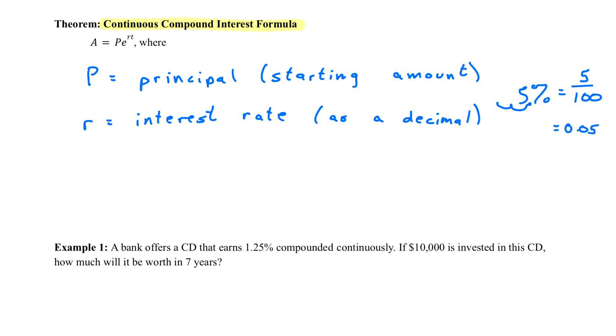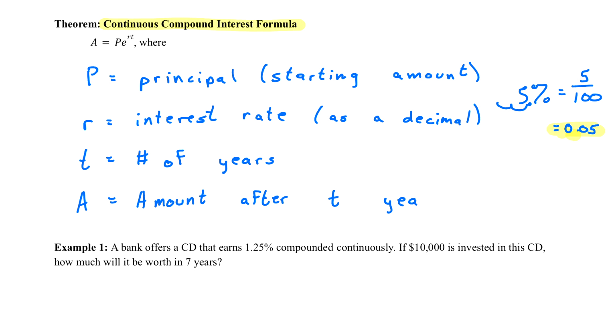So we have to have this decimal form of our interest rate if we're going to do anything with this formula. t represents the number of years of the investment. So how long are you leaving that money in the bank or in that investment? And then A is the amount that your investment is worth after t years.